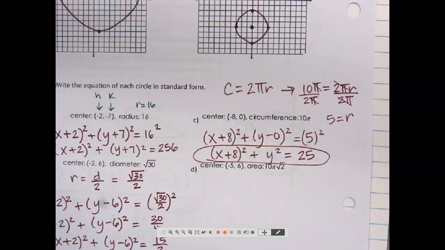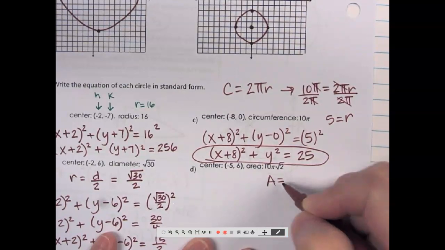Okay, the last one here, I'm giving you the center, and I'm giving you the area of the circle. We have to find the radius. All right, dig back in that brain. What is the formula for area of a circle?